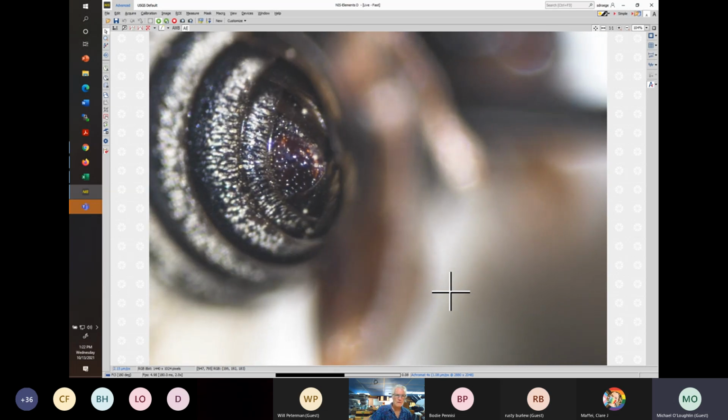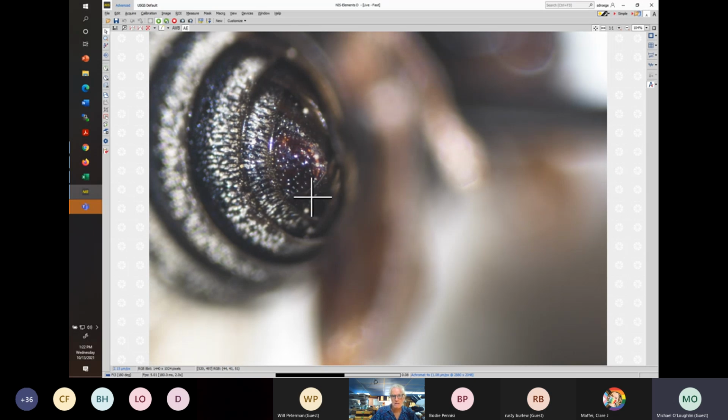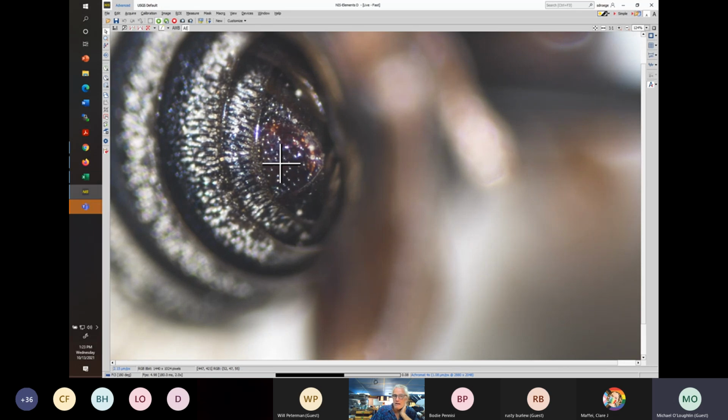So the pygidial plate here is much wider in proportion to the previous segment, and it is less parallel-sided, and it is more like a half circle. There is no division of the pygidial plate as there is usually in Triepeolus.